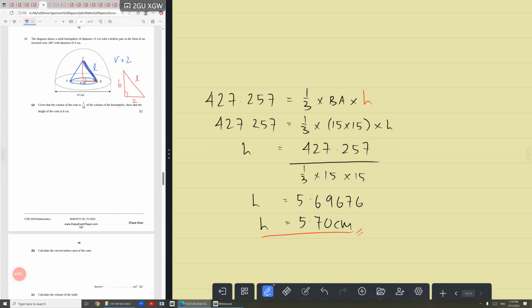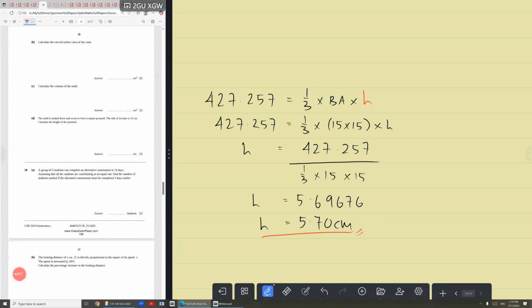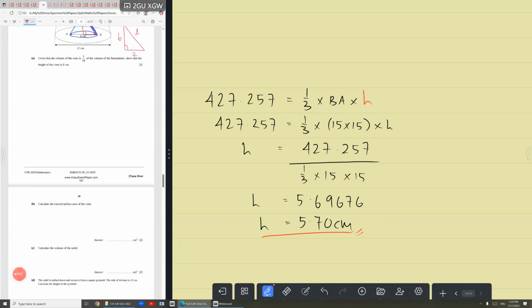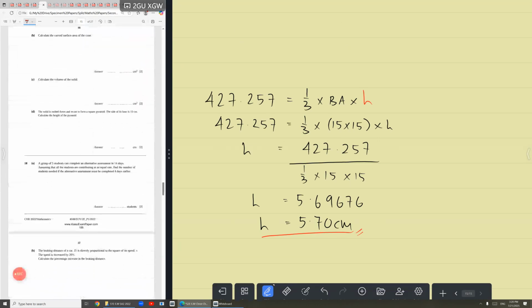has to be considered for the volume of the cone to be equal to the volume of the hemisphere. That's why we have a factor of 1/8 in our equation earlier on. Next part, curved surface area of the cone. We need to find the slant height of the cone, which again utilizes our Pythagoras theorem. The volume of the solid is simply the difference between the volume of the hemisphere and the volume of the cone.